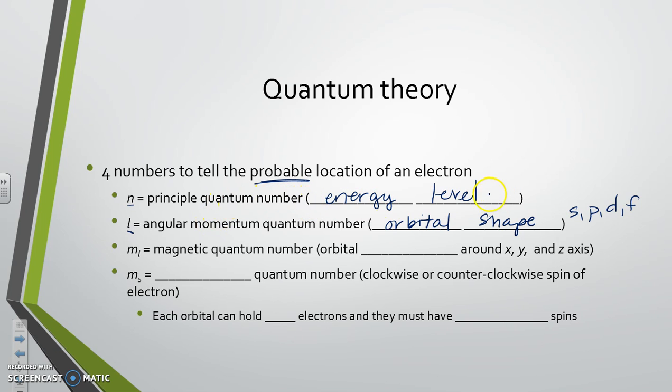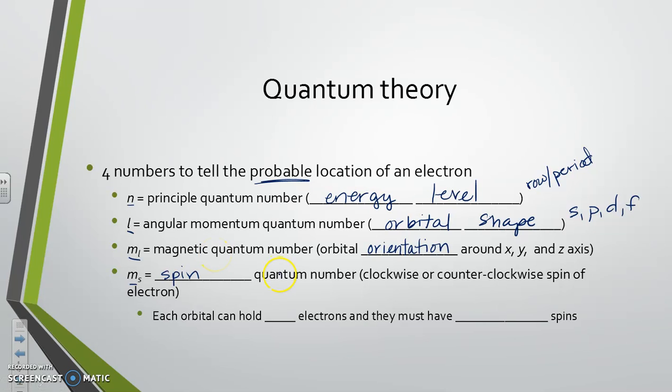Let's come back up. Principal quantum number, energy level, and you can tell that from the row or the period of the element. Your M sub L is your magnetic quantum number, and it tells us the orbital orientation around the X, the Y, and the Z axis. Now, of course, there's going to be more to it than just this, but I'm giving you the bare bones of this. And then your M sub S is going to be your spin quantum number, and it tells us the clockwise or counterclockwise spin of the electron.